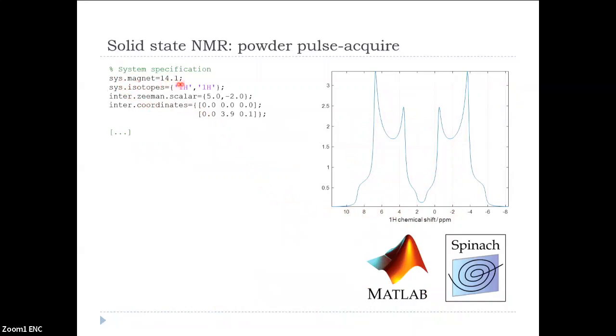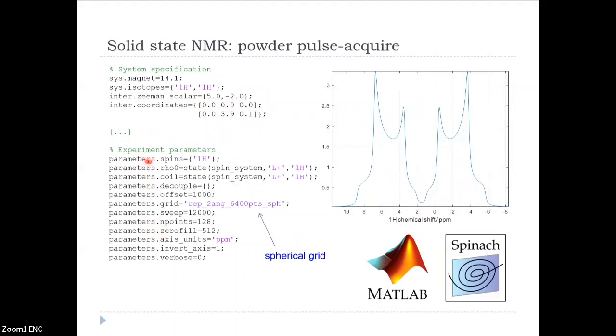So that's an example of that dipole-dipole spectrum that I've already shown you. sys.magnet, 14 Tesla. sys.isotopes, 2 protons. inter.zeeman.scalar, these are the chemical shifts in ppm, 5 and -2. So there's your -2 and there's your 5. inter.coordinates, these are Cartesian coordinates. Spinach will work out the dipole-dipole tensors from there, and whatever else you need to specify in there.